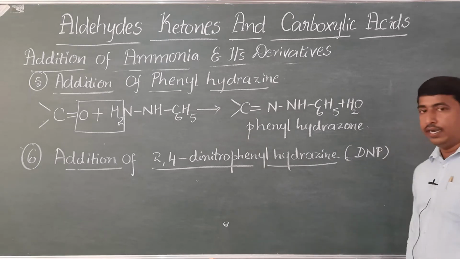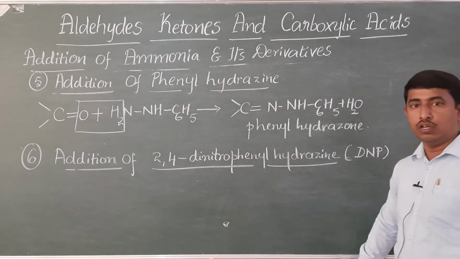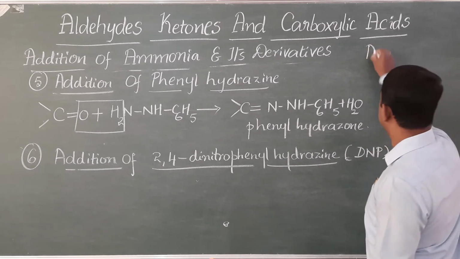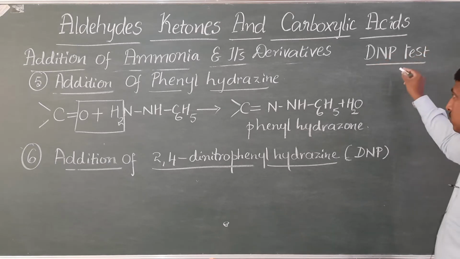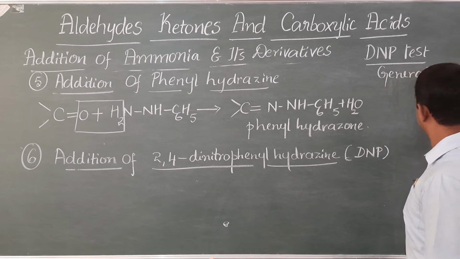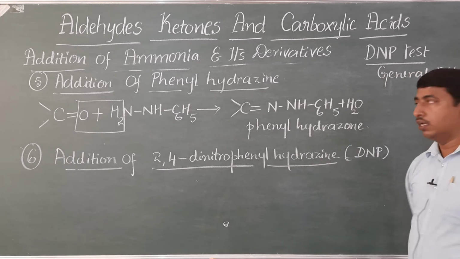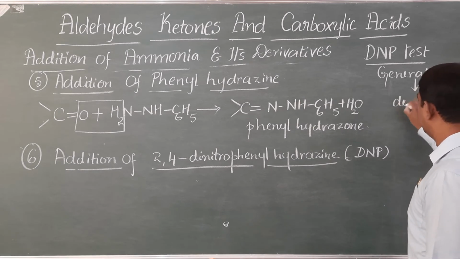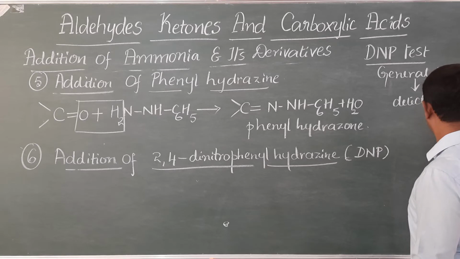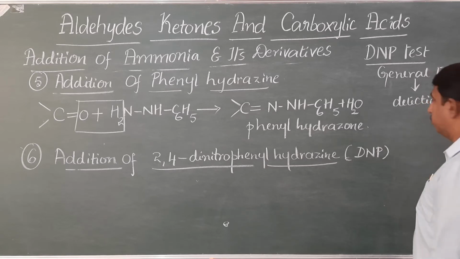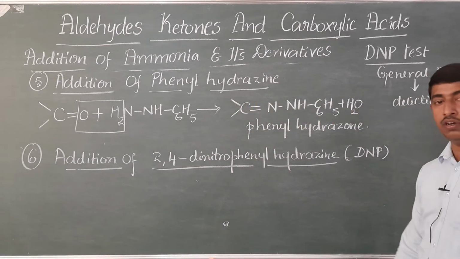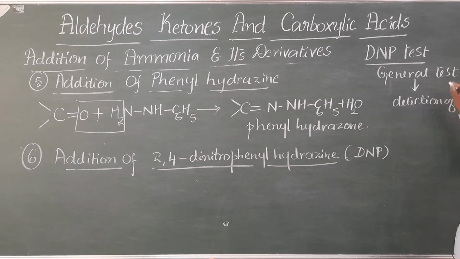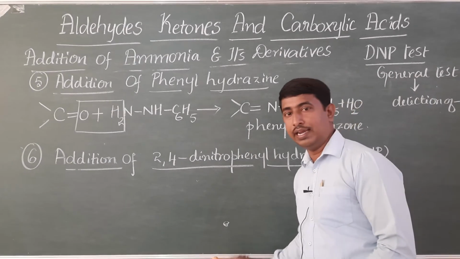The test is called DNP test. DNP means 2,4 dinitrophenylhydrazine test, and this is a general test. It is the general test used for the detection of carbonyl group. Presence of carbonyl group in an organic compound is detected by using DNP test. DNP test is a common test for aldehydes and ketones.